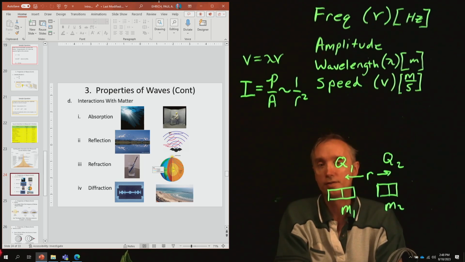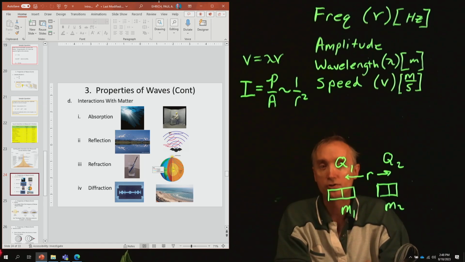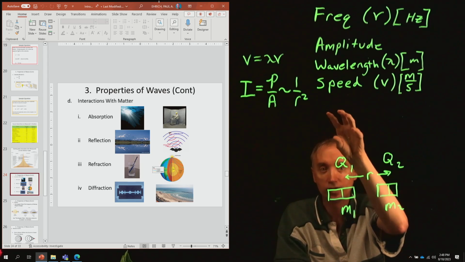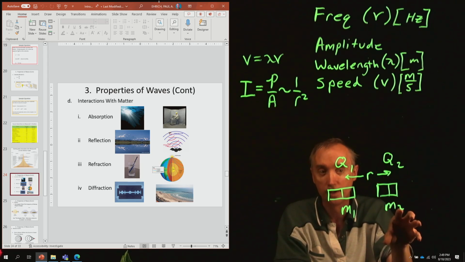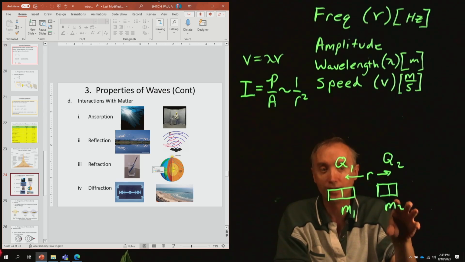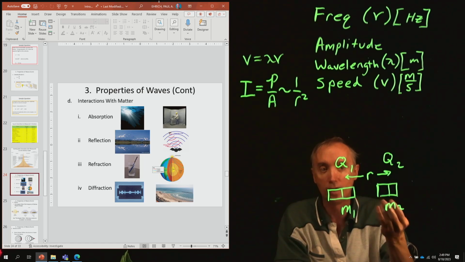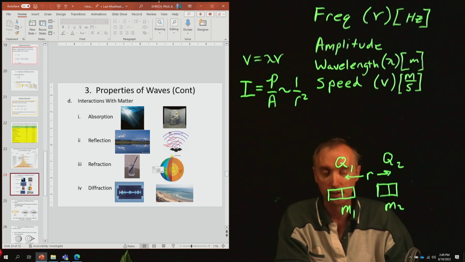The first one is going to be called absorption. The first picture in the upper left-hand corner shows what light looks like as it travels underwater. The deeper you go underwater, the darker it gets, and that's because the sunlight is being absorbed by the atoms and molecules of the water. So a light wave can be absorbed by matter.